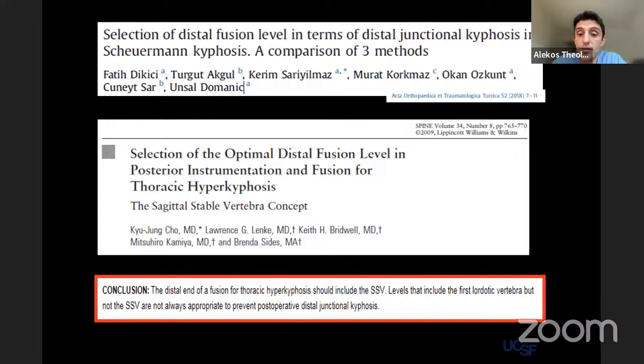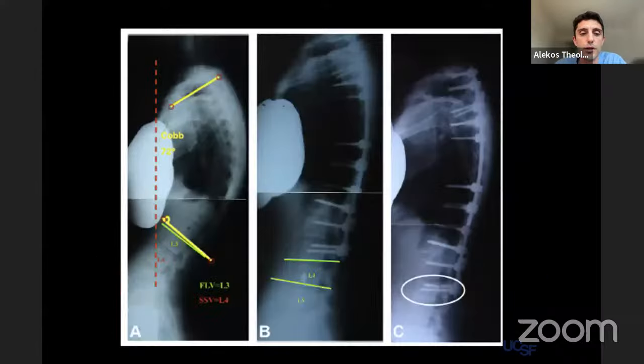This is confirmed in this study in 2009 that the distal end of a fusion for thoracic hyperkyphosis should include the sagittal stable vertebra. And interestingly, levels that include the first lordotic vertebra but not the sagittal stable vertebra are not always appropriate to prevent postoperative distal junctional kyphosis, was their conclusion.